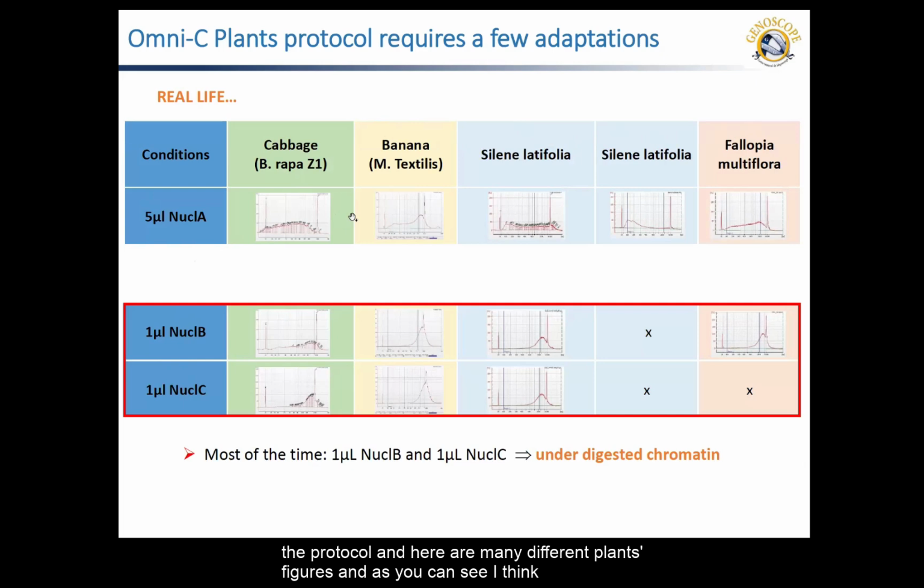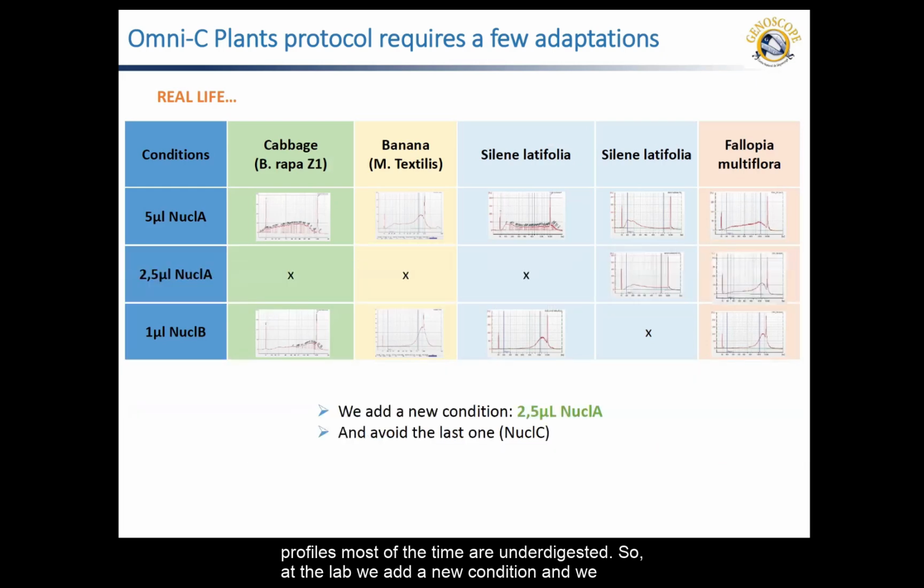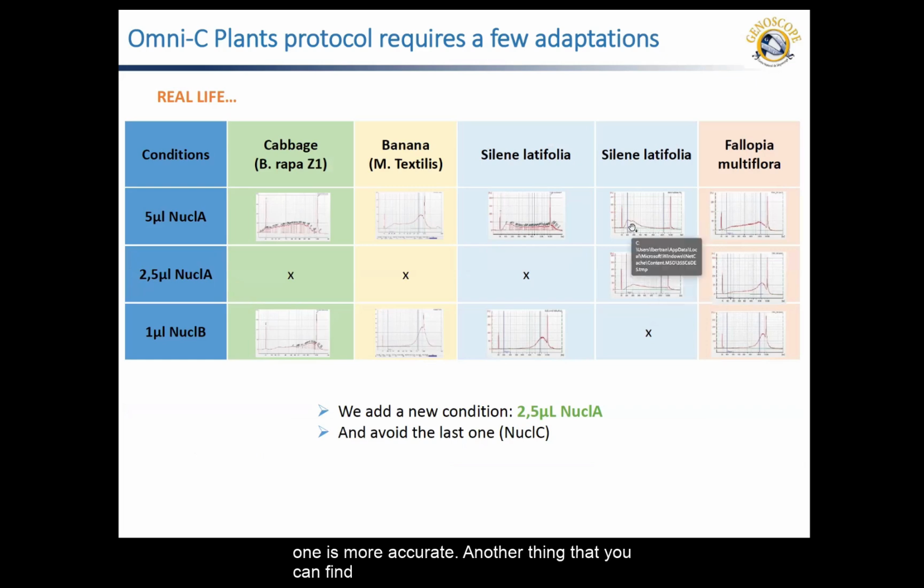As you can see, I think the profile is small, but in the last two lanes, most of the time the profiles are under-digested. At the lab, we had a new condition and we avoided the last one. For the new condition, if you see here, the last two are also under-digested and the first one is okay. In that case, the second one is better, more accurate than the first one.